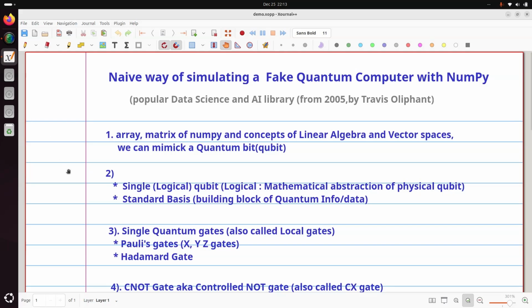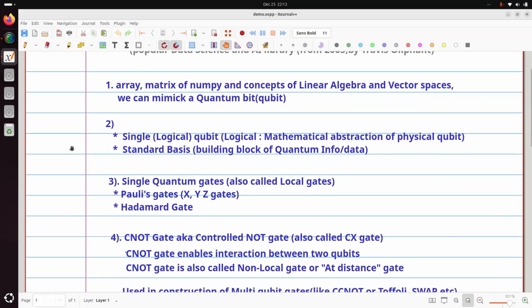I'll cover single quantum gates, also called local gates. And within this family, I'll cover Pauli's gates or XYZ gates and the Hadamard gate, the superposition gate.